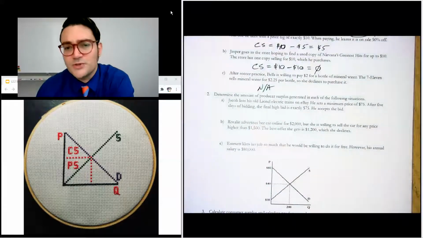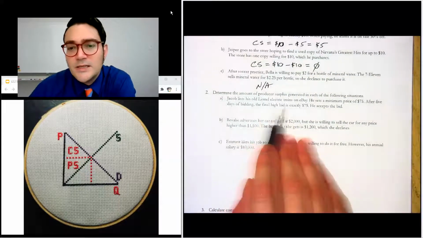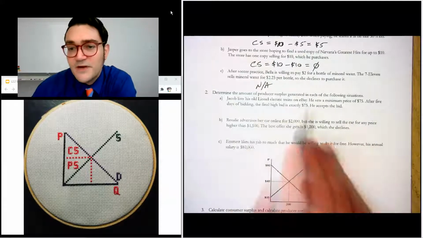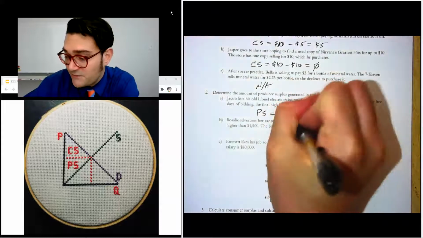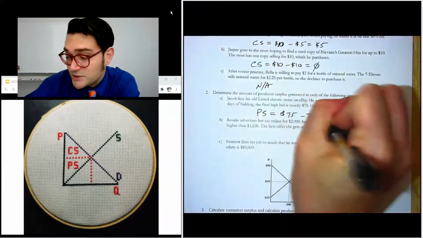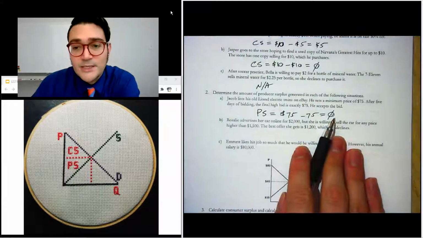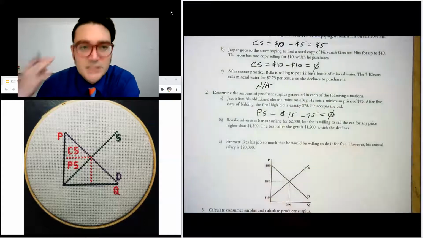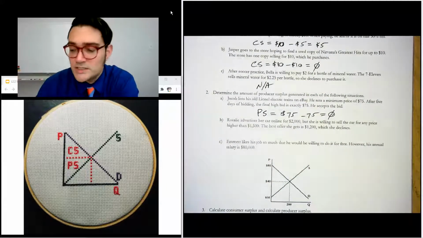Determine the amount of producer surplus. Jacob sells his old Lionel electric trains on eBay, sets a minimum price of 75, the highest bid is 75, he accepts the bid. So producer surplus is 75 minus 75, which is 0. Now, does that mean Jacob is economically losing? No, he got $75 and he gets rid of an old train set. So he's still fine. He just gets exactly his willingness to accept.